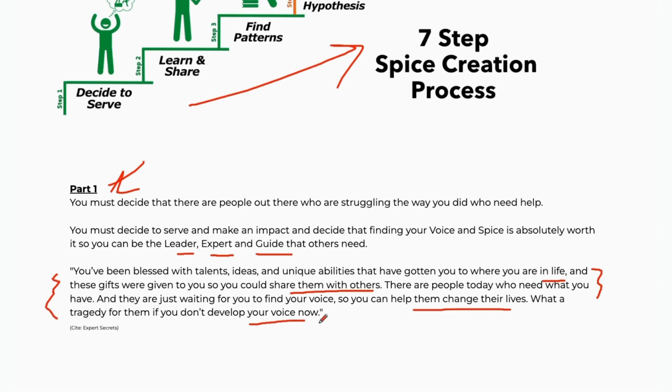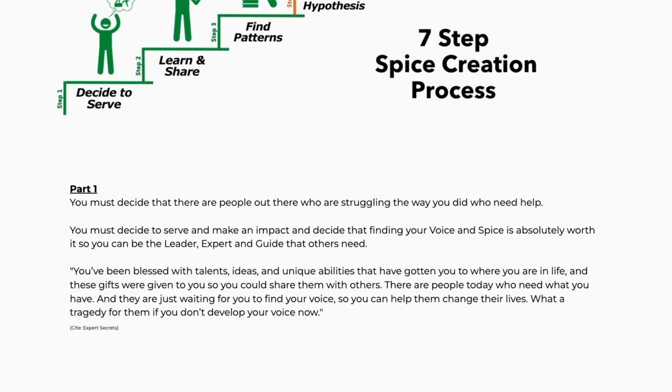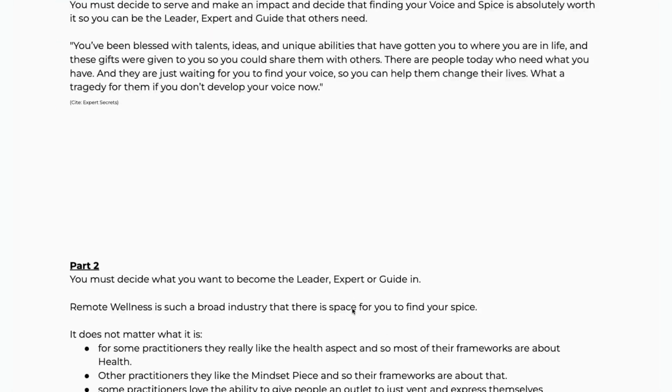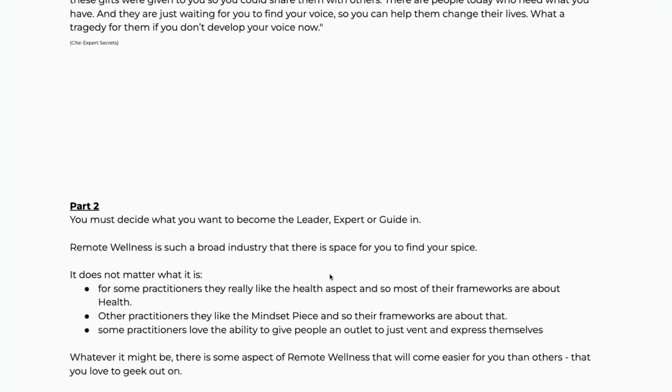And so for you to be able to decide that you want to be that for someone else, that is the first step, and the first part of this step is really all about deciding to serve, okay? From there, you then have part number two. Part number two of this entire process is deciding what you want to become a leader, an expert, or a guide in, right?